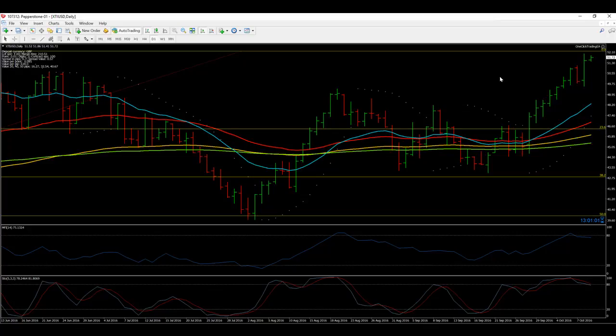Russia are obviously very, very keen for the price of oil to go up, especially as they are a huge oil producing nation. It is affecting their economy. It's affecting their trade balance, and obviously it's affecting them directly. So they want this to rally and keep going up.